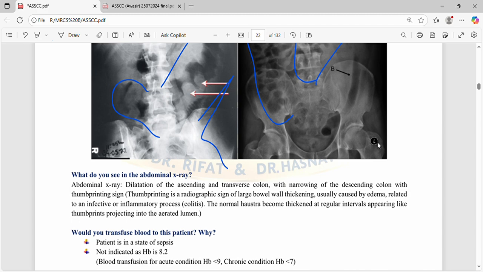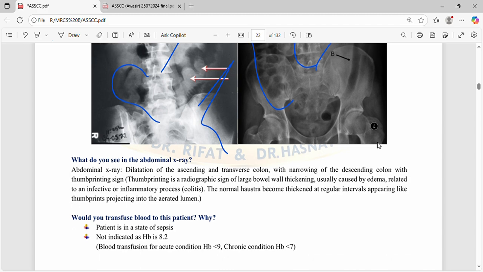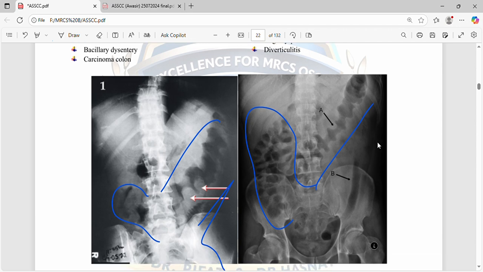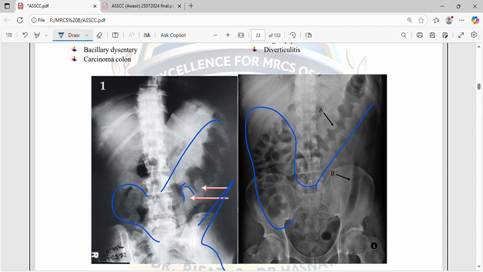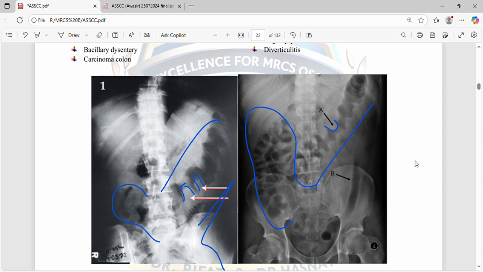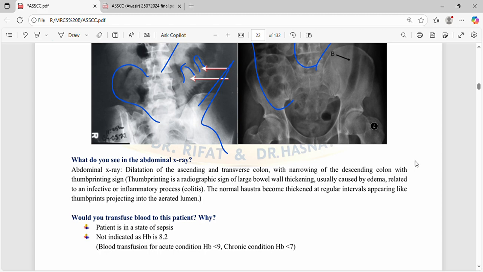Thumbprint is a radiographic sign of large bowel thickening, usually caused by edema related to an infective or inflammatory process, colitis. The normal haustra become thickened at regular intervals, appearing like thumbprints projecting into the irritated lumen. So these are the thumbprints. So this is the thumbprint sign. So what does this signify? Thumbprint sign usually signifies ischemic colitis or any other inflammatory or infective process.